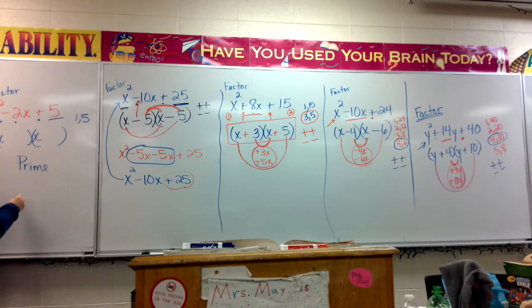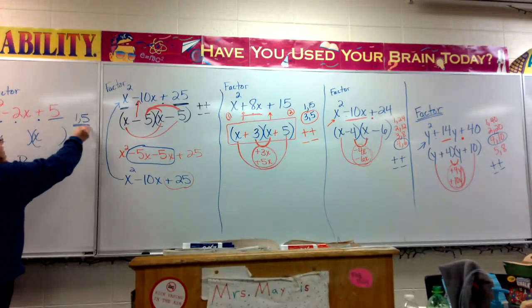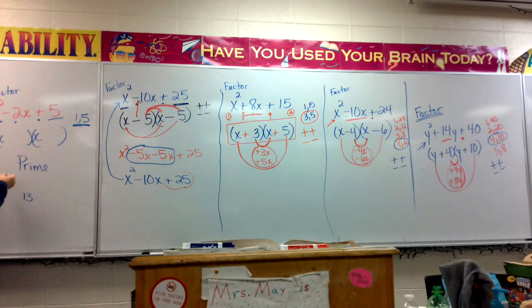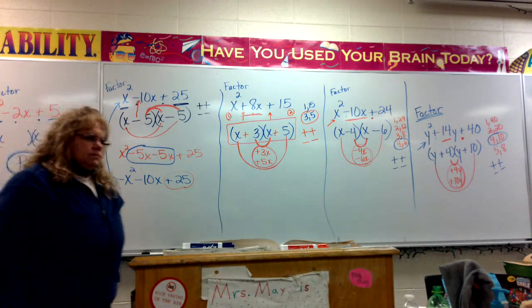It's like asking you, give me the factors of 13. Give me a factor pair. There aren't any. It's just 1 times that. So if you only have a combination that doesn't work, then that answer is prime. Does that make sense?